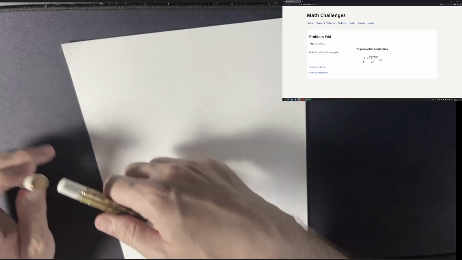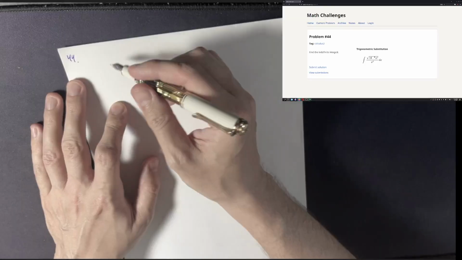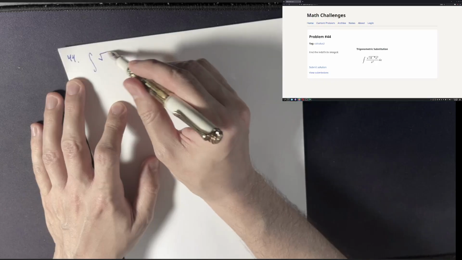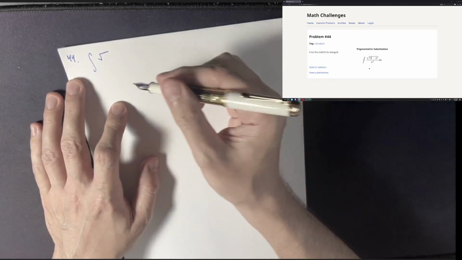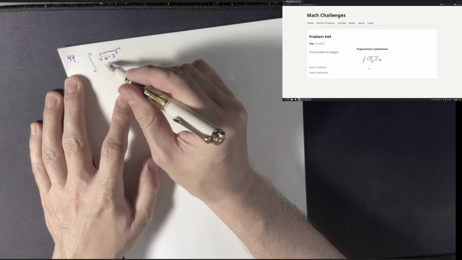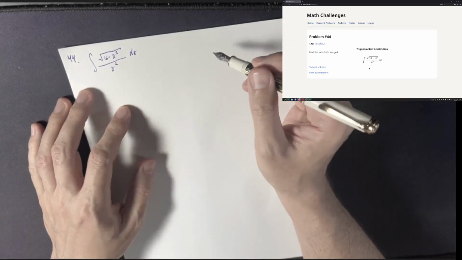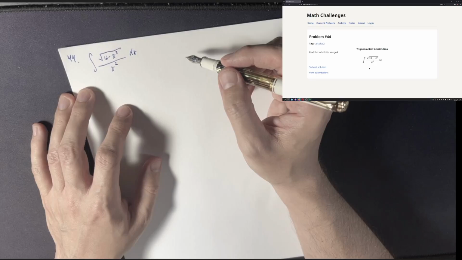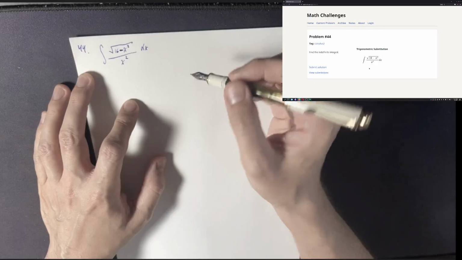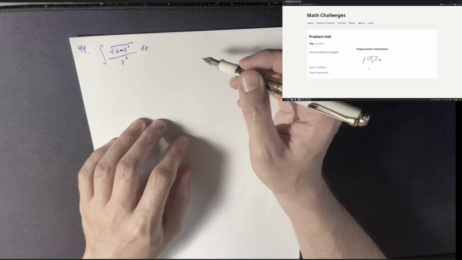So this is 44. They want the general antiderivative of this function: root 16 minus x squared, all of that divided by x squared dx. Sometimes it's trickier, but usually there's a couple of trig identities you want to keep in mind when you're doing these.